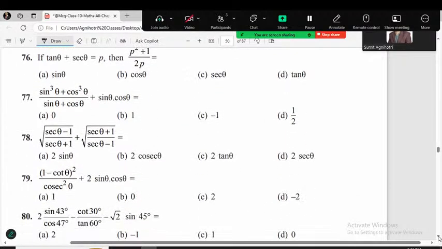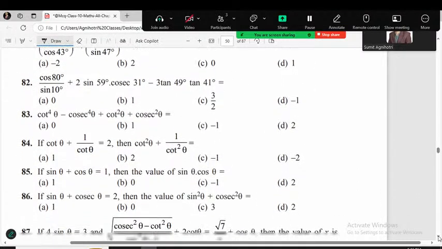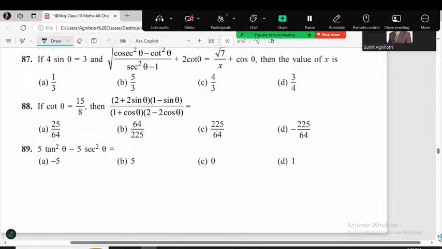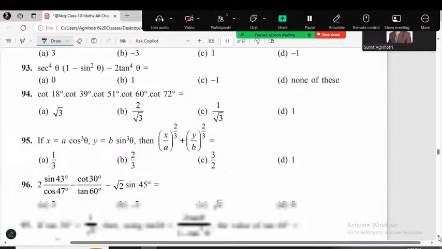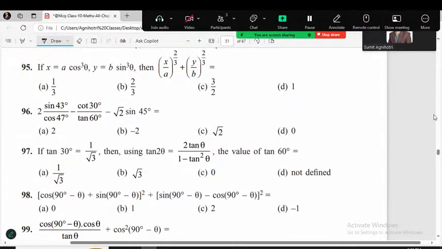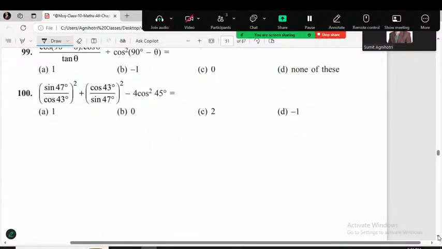Actually, there are a lot of questions. Actually, trigonometry has a variety of problems. That's why I have presented this many questions. There are a total of 100 questions that I have shown.